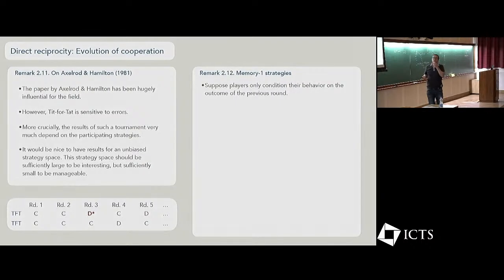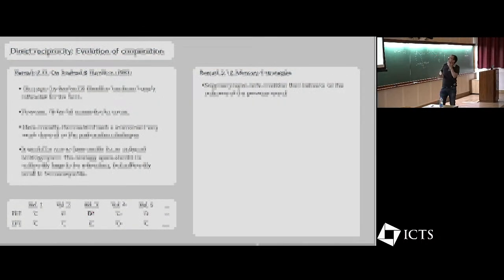So one very popular subset is the subset of memory 1 strategies. That's the subset of strategies where what I do in the next round, in principle, could depend on everything that happened in previous rounds. But for memory 1 strategies, it really only depends on what happened in the previous round. I forgot everything that has happened before.